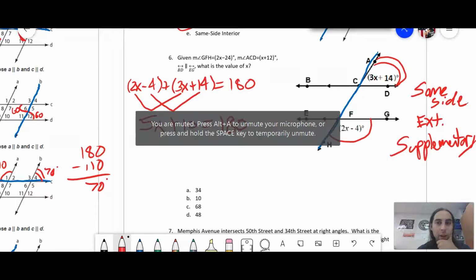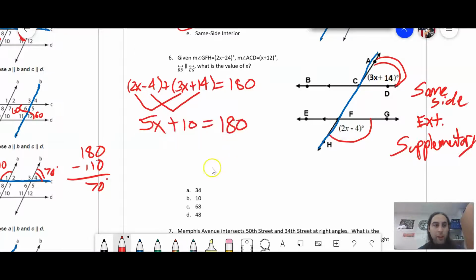Sorry. So yeah, what we're going to do again is we're going to get rid of the loner, or the constant. The way we get rid of that plus 10 is inverse operations, the opposite of plus 10: minus 10, minus 10.